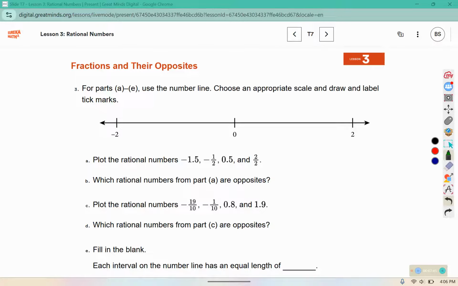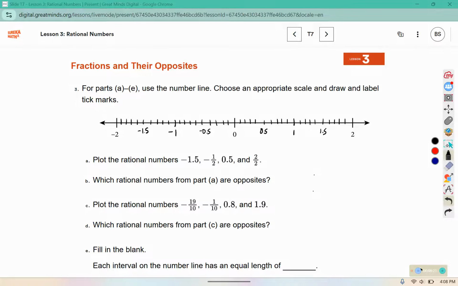In this one I see 0.5, this is 1 whole, 19/10 or negative 19/10 will be negative 1.9. We've got a 0.8, so it sounds like I need to count by tenths or 0.1. To start off, in the middle of 0 and 2 should be 1, and in the middle of 0 and negative 2 should be negative 1. Then from there we will have 0.1 or negative 0.1, negative 0.2, negative 0.3 all the way up to this, and then continuing past it.